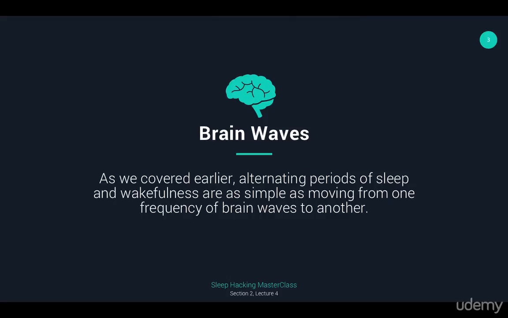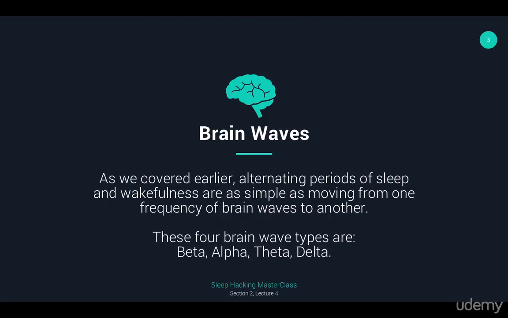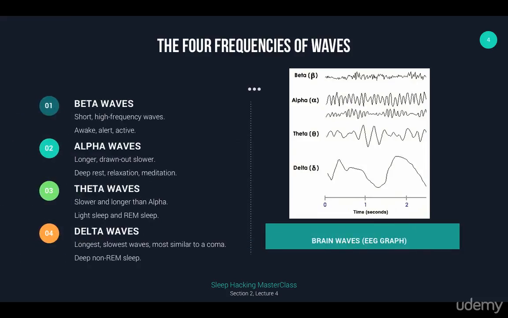As we covered earlier, alternating periods of sleeping and wakefulness are as simple as moving from one frequency of brain waves to another. These four types of brain waves are beta, alpha, theta, and delta. Let's take a closer look. The first frequency is beta waves, which you'll see at the top of the chart as B. These are short, high-frequency waves, akin to when we're awake, alert, active, maybe slightly anxious. The brain waves are moving very quickly.